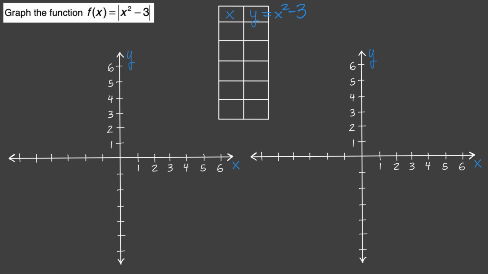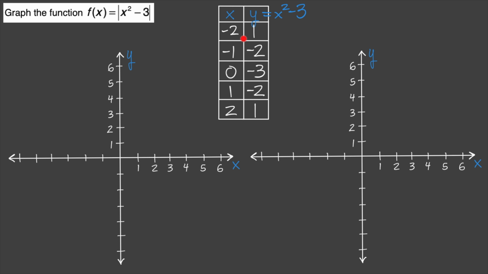So we're going to plug in our traditional points, -2, -1, 0, 1, and 2. All right, so if we plug in -2, we get -2 squared, which is 4, minus 3, which is 1. Next, we plug in -1. -1 squared is 1, minus 3 is -2. Plug in 0. 0 squared is 0, minus 3, -3. Plug in 1. 1 squared is 1, minus 3, gives us -2. And lastly, 2 squared is 4, minus 3 gives us 1.